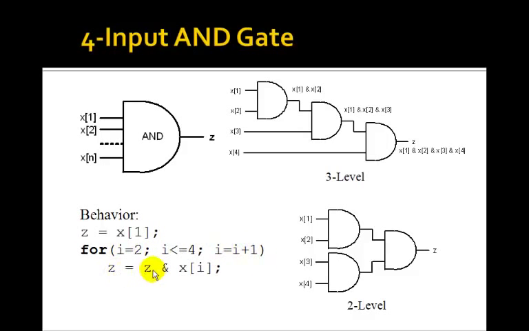And you set z equal to z, which starts at x1, and xi. First time through it's x2, so it'd be x1 and x2. The next time through it's x1 and x2 and x3. And the next time through x1 and x2 and x3 and x4. And if you implement such a Verilog statement, it would actually produce this 4-input AND gate.